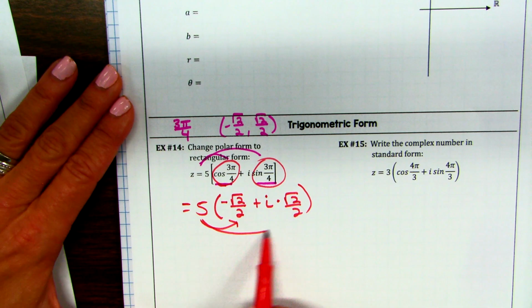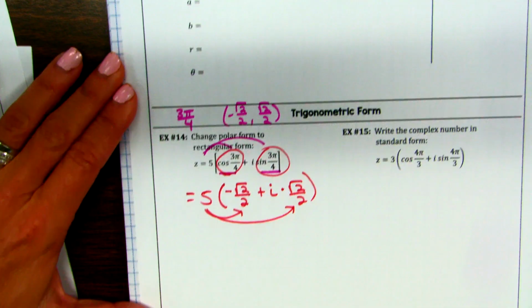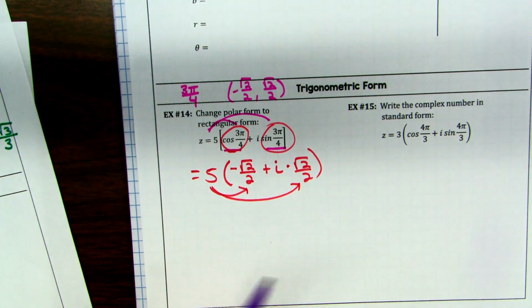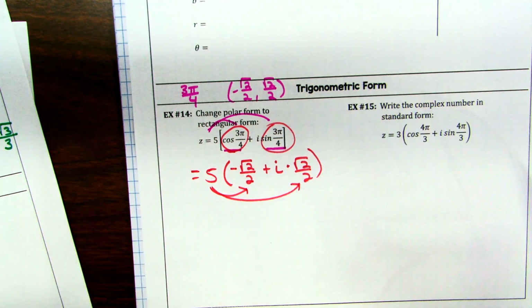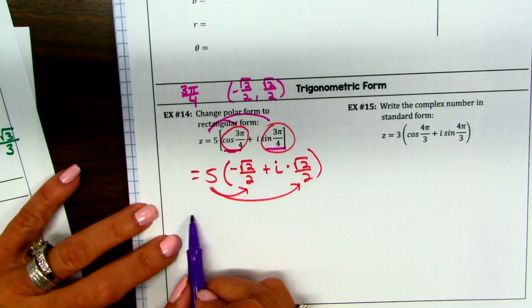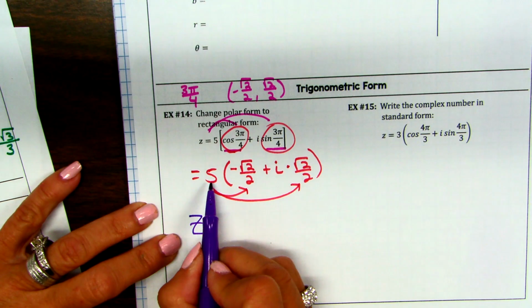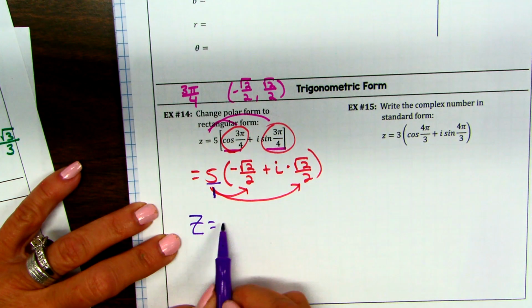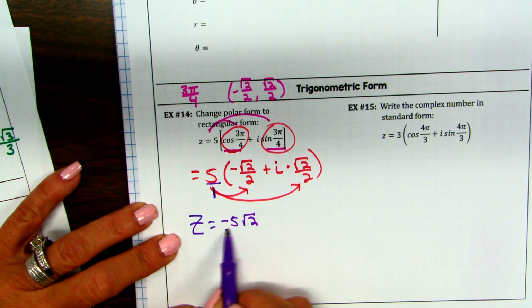Distribute, and that's your final answer. So these are a lot easier. It's so much easier to go from polar to rectangular than rectangular to polar. Z equals, this is 5 over 1, right? So that's negative 5 square roots of 2 over 2.